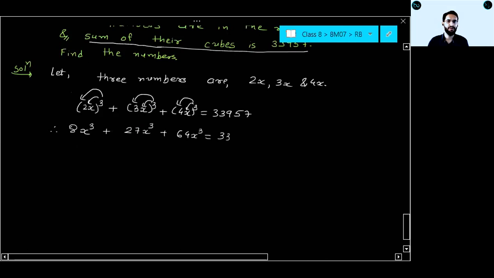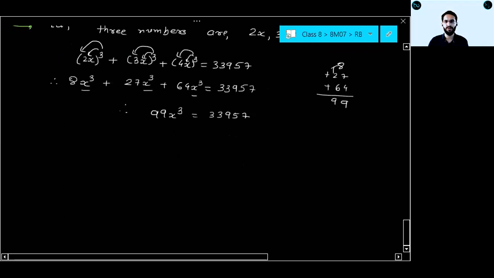Are you getting my point, everyone? Right. In each and every case, I am having this x cube common. So 8 plus 27 plus 64. So 8 plus 4, 12 plus 7, 19. 6 plus 2, 8 plus 1, 9. So therefore 99x cube is equal to 33957. Are you getting my point, students? Right. Please give me some response.